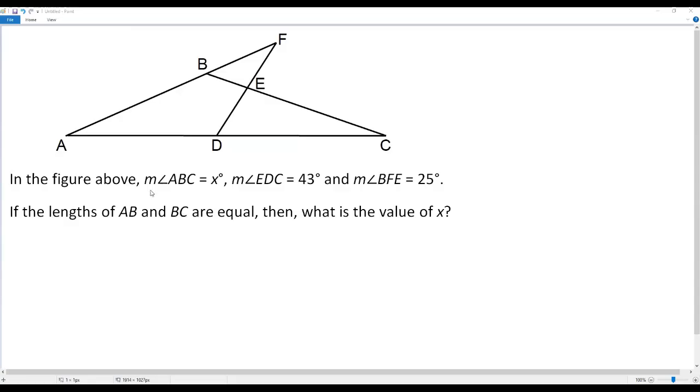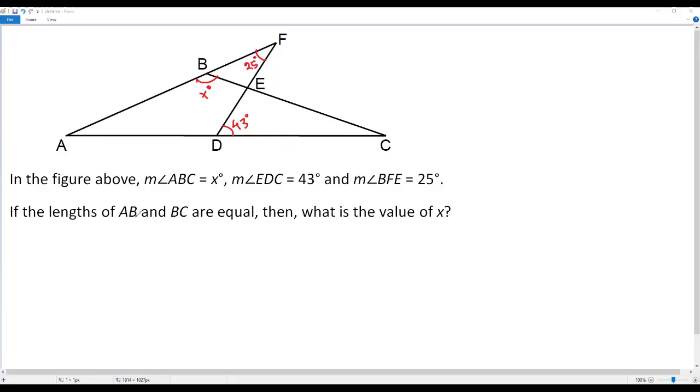Now let me plot the given information in the figure. The measure of angle ABC is x degrees, it's over here. The measure of angle EDC, it's over here, is 43 degrees, and the measure of angle BFE is 25 degrees. BFE is over here, so this measure is 25 degrees.